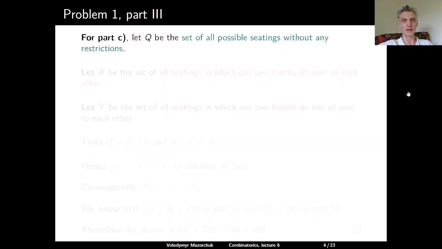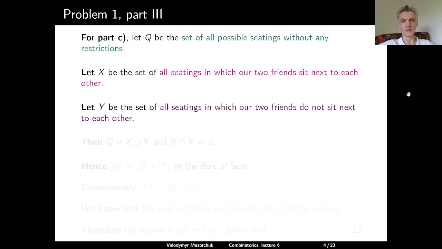For part C, let Q be the set of all possible seatings without any restrictions. Let X be the set of all seatings in which our 2 friends sit next to each other. And let Y be the set of all seatings in which our 2 friends do not sit next to each other. Then Q is the union of X and Y, and X and Y do not have any common elements, so the intersection between X and Y is empty.